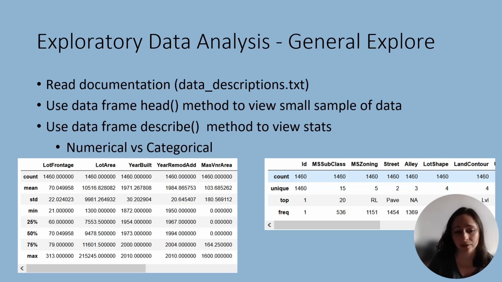Then we used the describe method to get some statistics on the data. When you're using the describe method, it's important to separate numerical versus categorical because it gives you two different sets of stats. On the left, you can see the numerical description. It tells you the count, the mean, standard deviation, the min and max, and the different quartiles. And then on the right, you can see the categorical description, which gives you the count of records, the count of unique values, the most common unique value, and the frequency with which it appears.